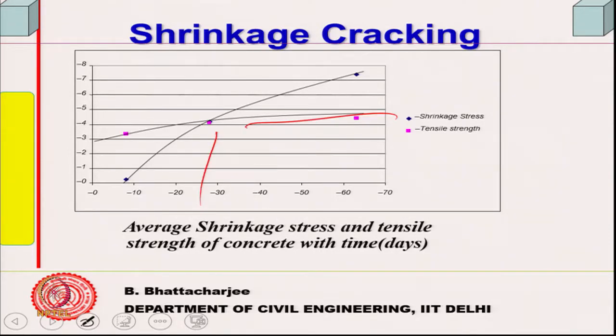Therefore, the age at which cracks should have started, initiated, we could find out, from the average shrinkage stress and tensile strength of concrete with time. Since the stress exceeded the tensile strength, it would have cracked at this point of time, and we might have tested somewhere around 60 days, the last test we did 2 months later, after 60 days.